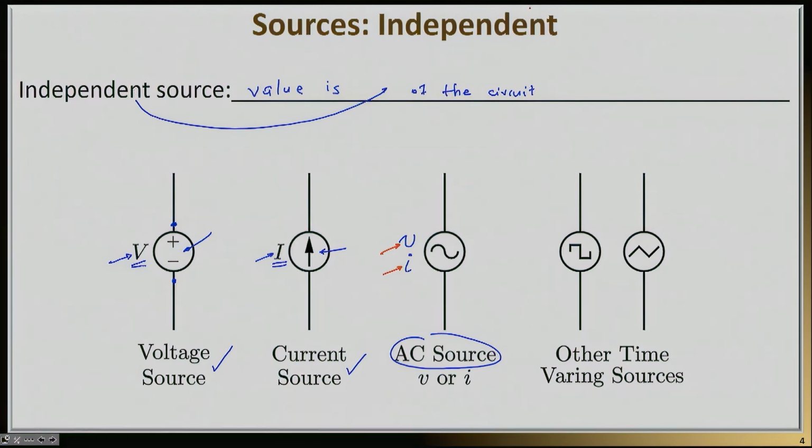Also, even though the AC is a very common source, there are other types of time-varying sources. For example, you might have a square, or you might have a saw-shaped source.